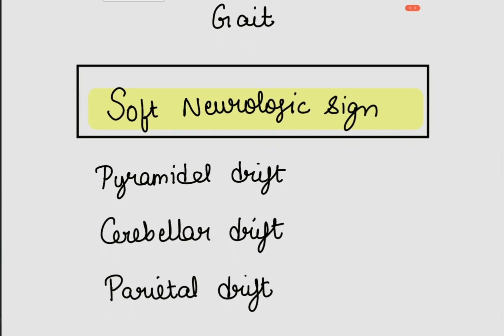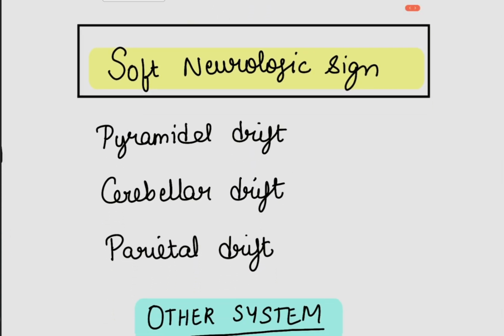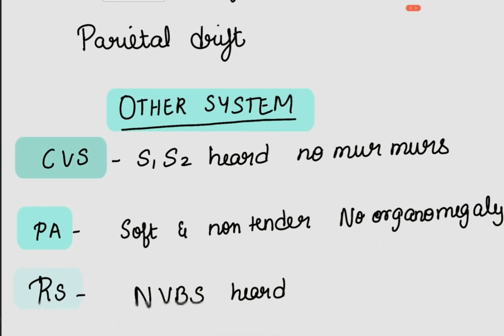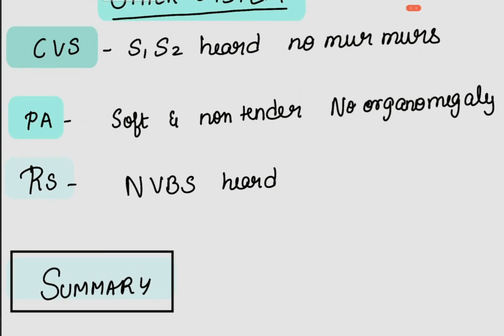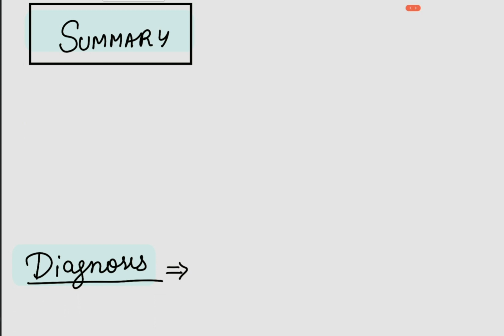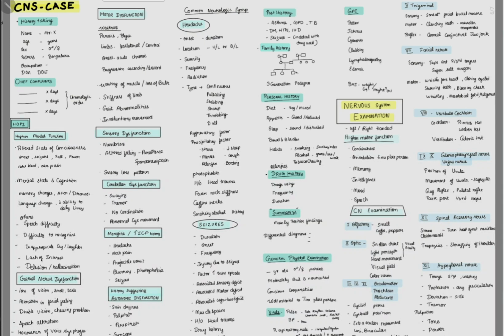Soft neurologic signs, just for your extra marks purpose: pyramidal drift, cerebellar drift, parietal drift. Other systems: CVS, per abdomen, RS. Write accordingly whatever you find, then summarize the entire case, then give your diagnosis, probable diagnosis, or even differential diagnosis. So with that, we have completed the CNS case in just 10 to 13 minutes. If you want to quickly revise through this, just take a screenshot and the day before the exam just go through it, so that you get a quick revision out of it.